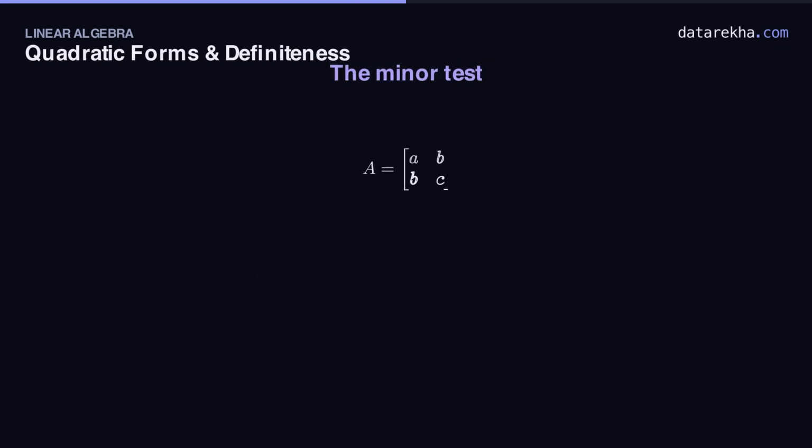There's a second test that needs no eigenvalues, often faster by hand. It reads the leading principal minors, the determinants of the top left 1 by 1 block, then the 2 by 2 on down the diagonal. For our 2 by 2, the first minor is just the top left entry A. The second is the full determinant, AC minus B squared.